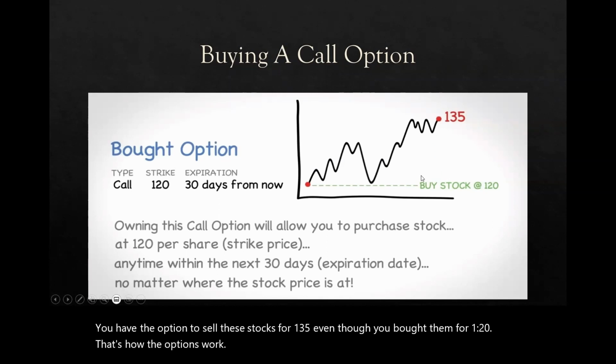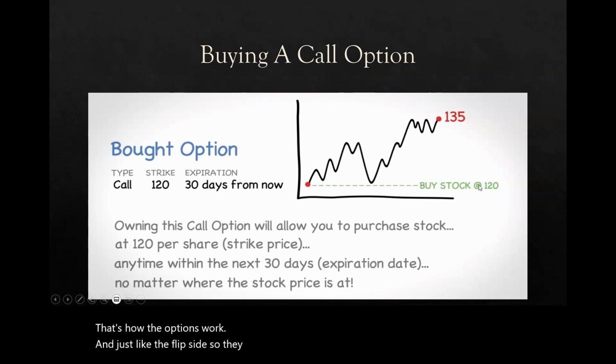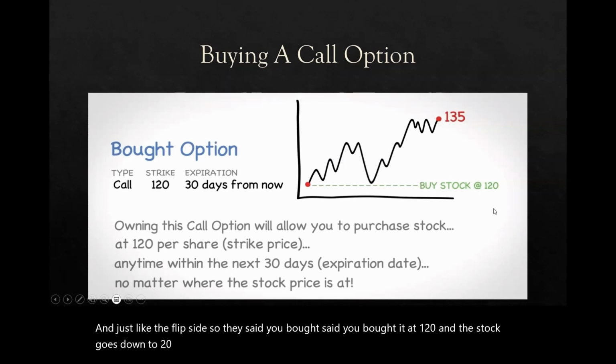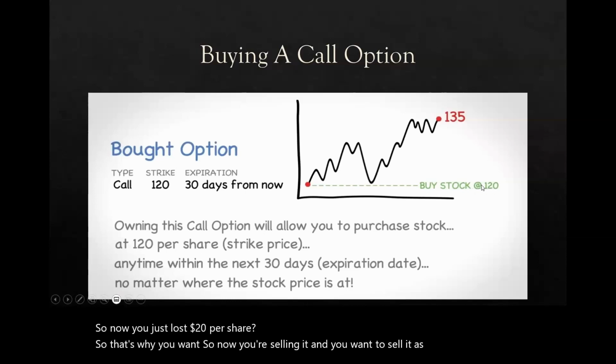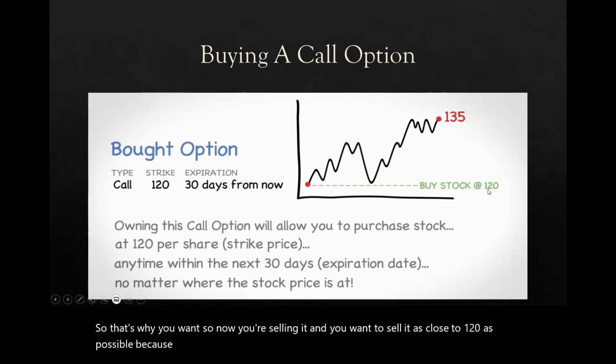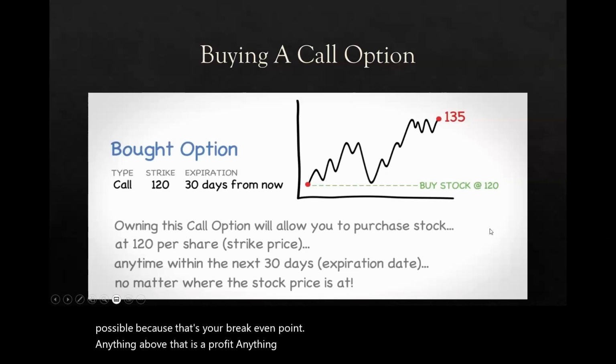And just like the flip side. So say you bought it at 120 and the stock goes down to $100. So now you just lost $20 per share. So now you're selling, and you want to sell it as close to 120 as possible, because that's your break-even point. Anything above that is a profit. Anything below that is a deficit.